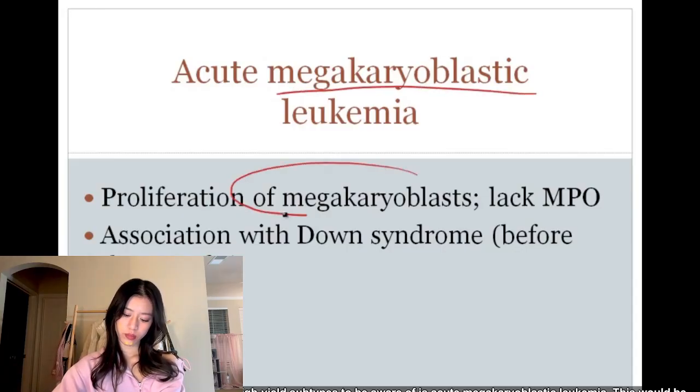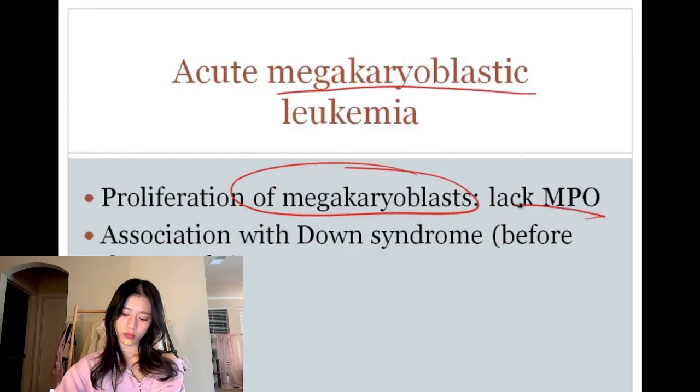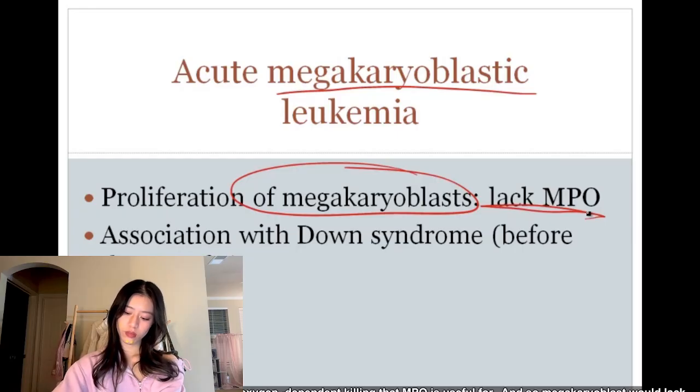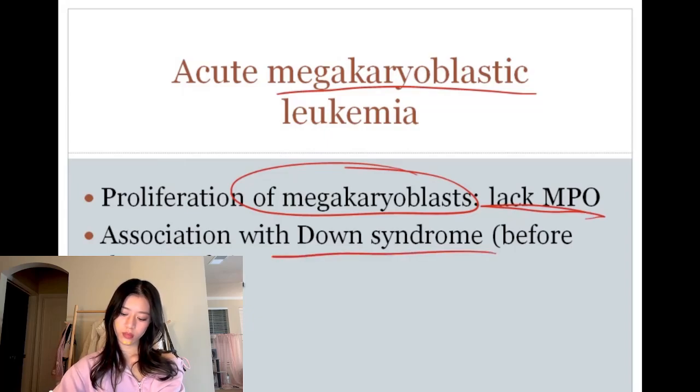Another important high-yield subtype to be aware of is acute megakaryoblastic leukemia. This would be a proliferation of megakaryoblasts. Megakaryoblasts do not have MPO. Obviously, megakaryocytes don't need MPO because they're not going to be doing the oxygen-dependent killing that MPO is useful for. And so megakaryoblasts would lack MPO, but what's even more important than that is that there's an association with Down syndrome, but before the age of 5.